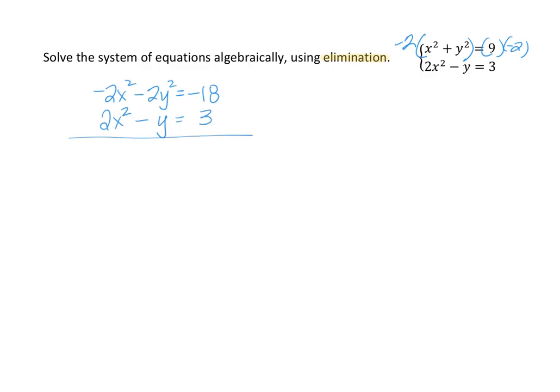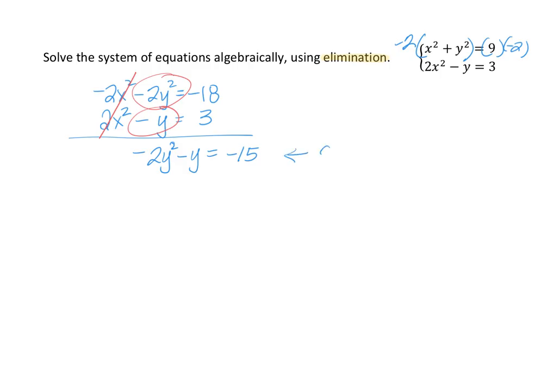So we'll go ahead and do our elimination and add these two equations together. And you notice that the x squareds will be eliminated. Now when I add the y column, I notice I have a negative 2y squared and a minus y. I cannot combine those. Those are not like terms. So the best I can do is just write them both, which would be a negative 2y squared minus y. And then my constants, negative 18 plus 3, will give me a negative 15.